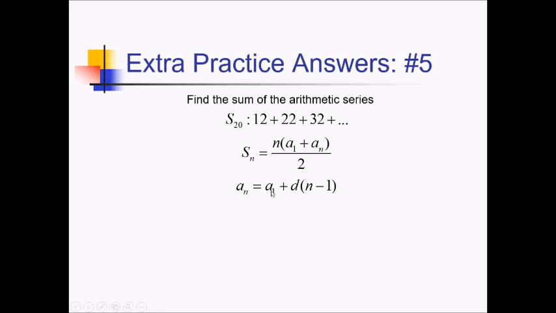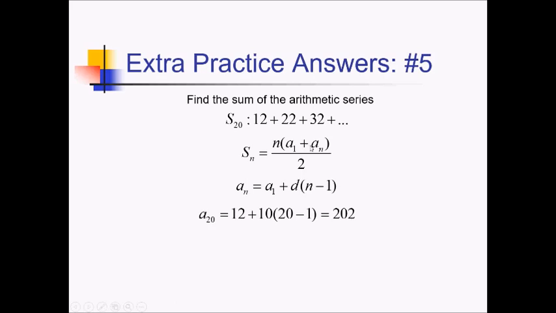And so we've got 12 plus common difference of 10, and n in this case is 20, so 20 minus 1. So let's see here. This is going to be 19 times 10 is 190, plus 12 is 202. So that is our last term of this series.